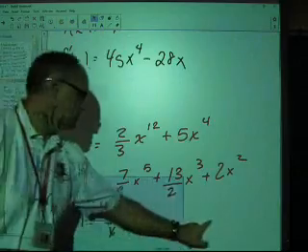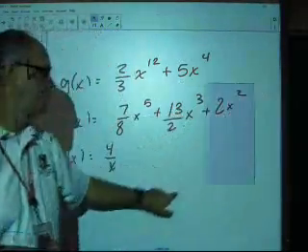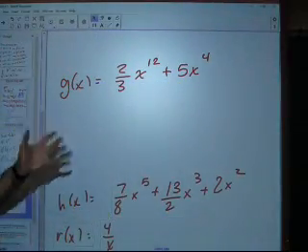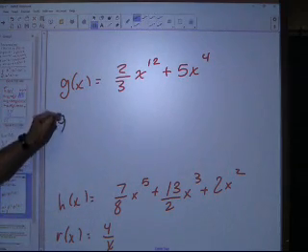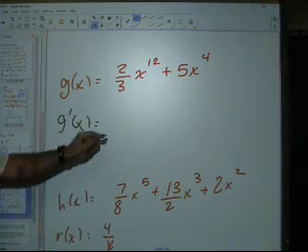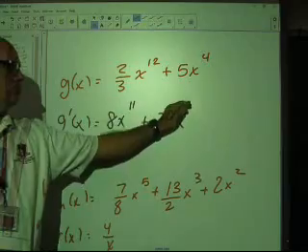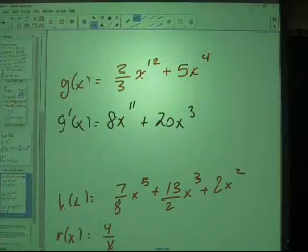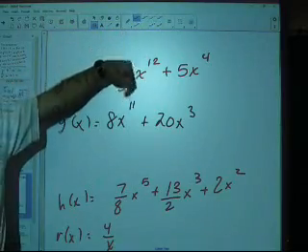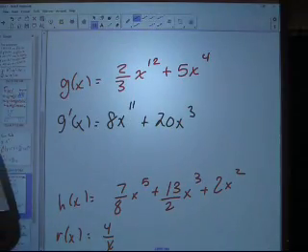So now let's think about g of x. g prime of x is... Again, the 12 times the 2/3 gives me 8, x to the 1 less power. 4 times 5 is 20, to the 1 less power. So that rule is still applying, correct?